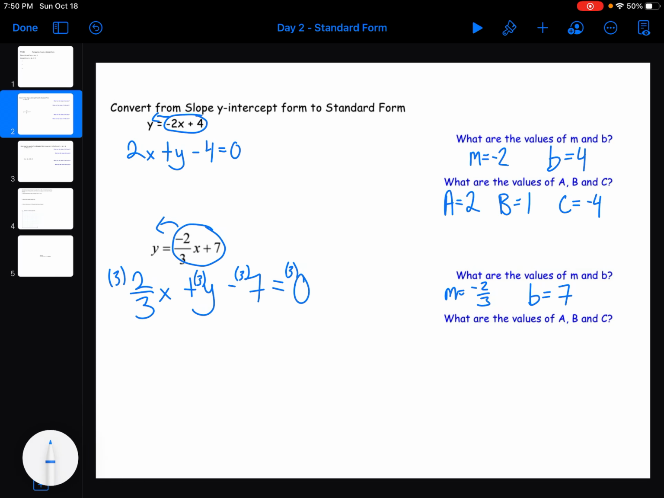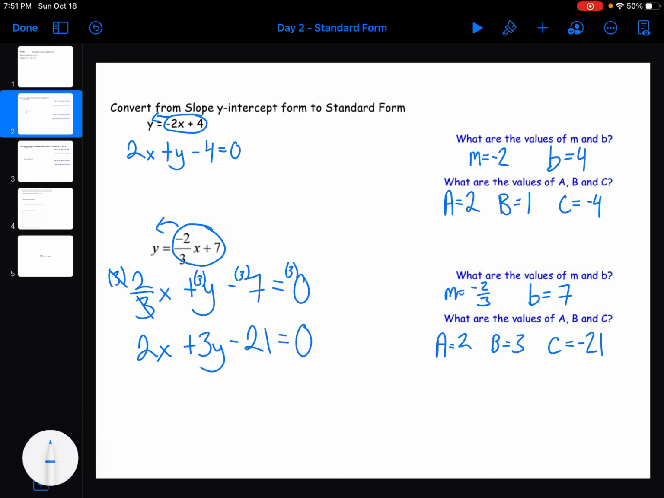3 times 2 is 6, divided by 3 is 2. So these two 3's go away. We have 2x plus 3y. 3 times y is 3y, minus 21 equals 3 times 0 is 0, so it doesn't change. Okay, so we've put all of the numbers or variables onto the positive x side. We've cleared all our fractions, and if we check, that's all reduced. So now I can say that a is 2, b is 3, and c is -21.